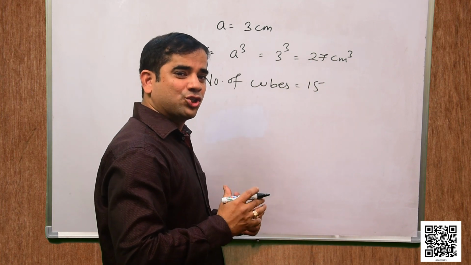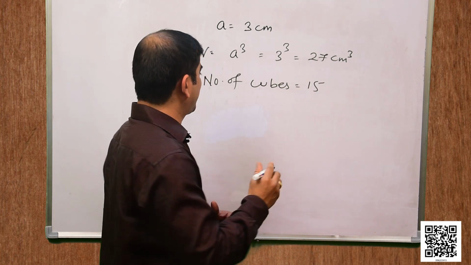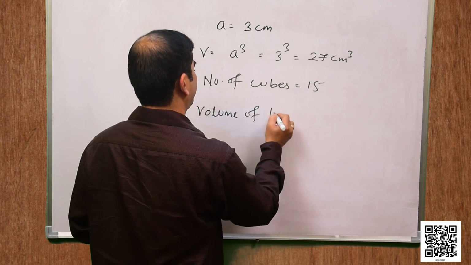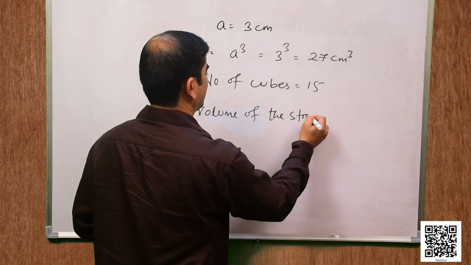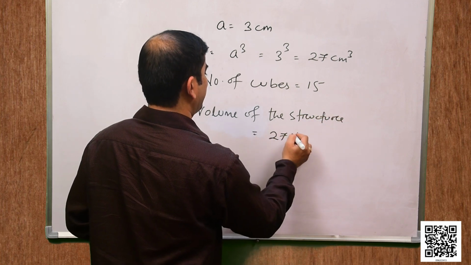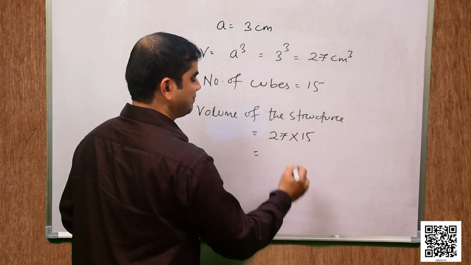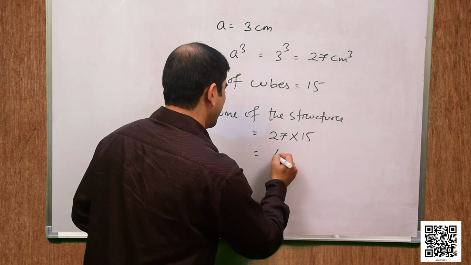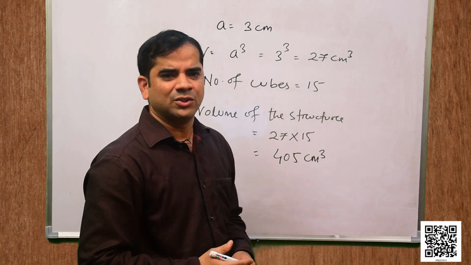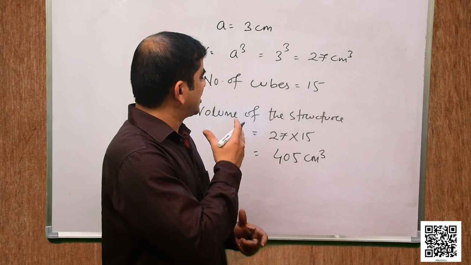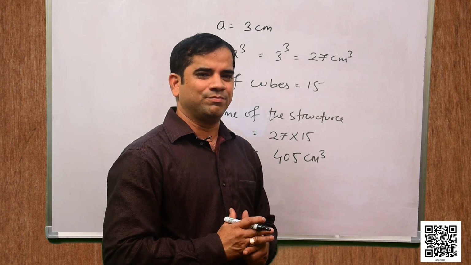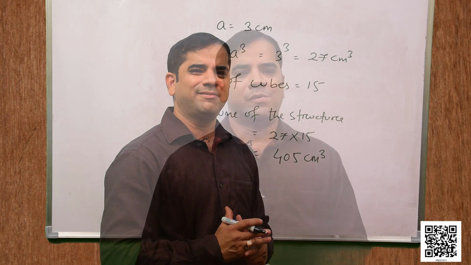So, what should be the volume of the structure? Volume of the structure is equal to 27 into 15. That is 405 centimeter cube. So, the structure has a volume of 405 centimeter cube. Hope you understand the example.